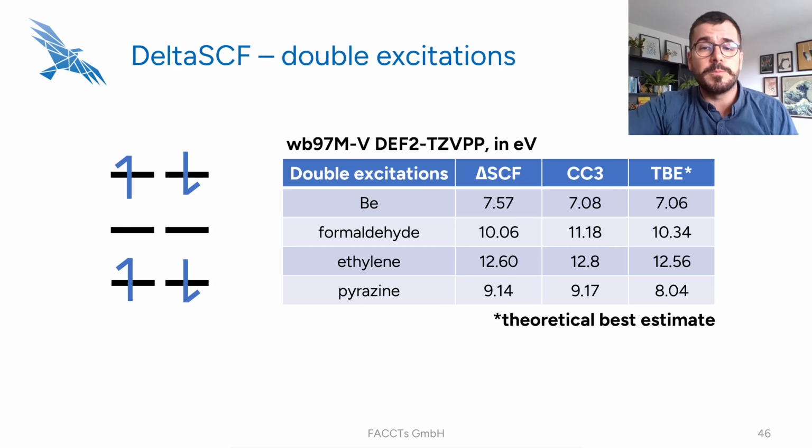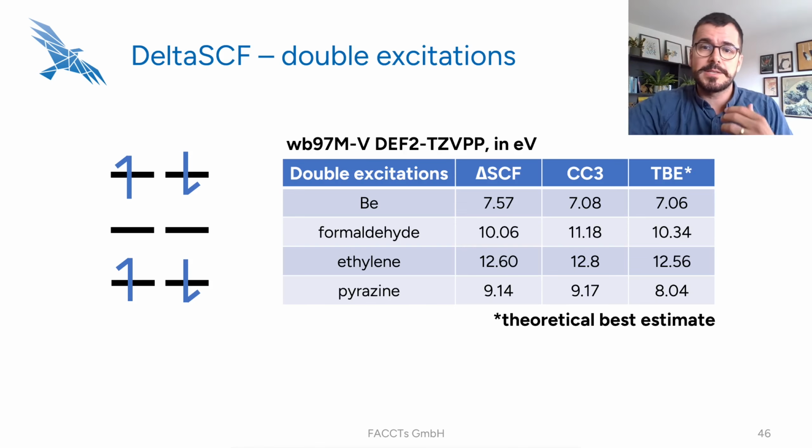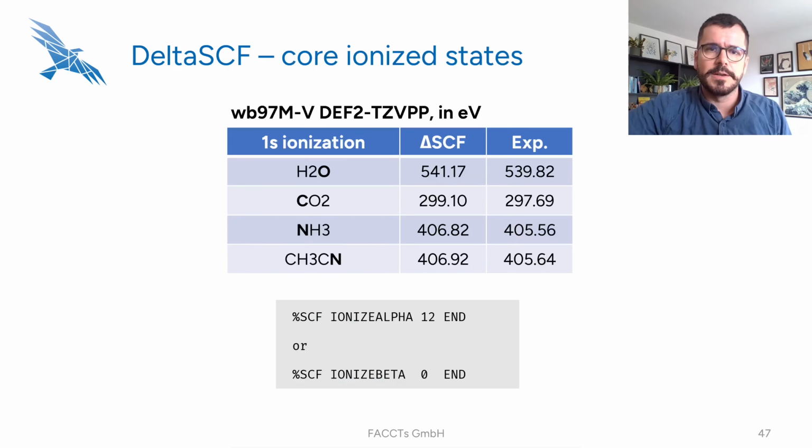And here are some really cool results. So for double excitations, you can see here that the DeltaSCF gives results very close to CC3 and almost as good as the theoretical best estimates. And here we're using omega B97M-V, which means it has even VV10, so a density-dependent correction. You can do everything self-consistent with a large basis, and the errors here are in eV.